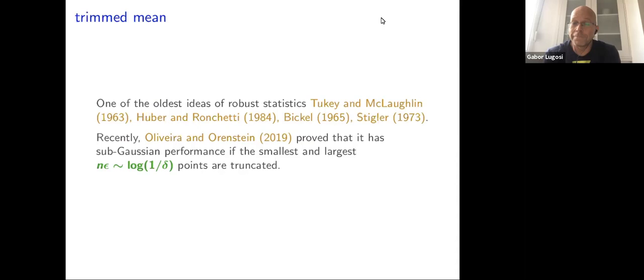If a statistician worries about outliers, and heavy tails of course produce outliers, then what every practitioner does is just discard the outliers. You say, those are meaningless measurements. So you just trim the n epsilon smallest points and the n epsilon largest points, and take the empirical average of the rest. That's the trimmed mean estimator. It goes way back to the classical era of robust statistics.